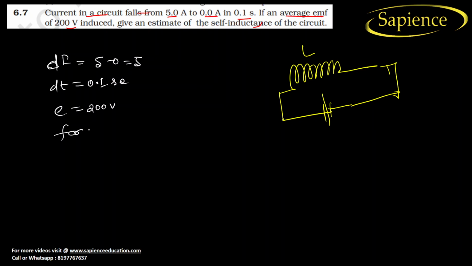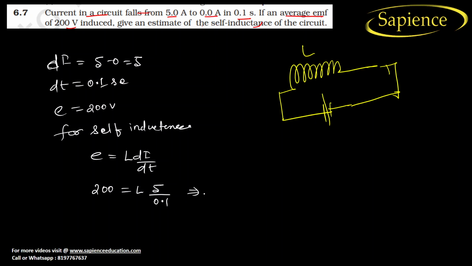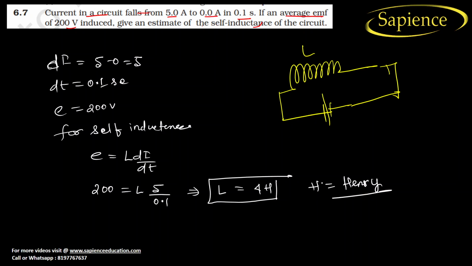Now they are asking about self inductance. So for self inductance, which formula are we using? For self inductance we use E is equal to L di by dt. Now EMF they have provided is 200, L we don't know, di is 5, dt is 0.1. By using this we will get L is equal to 4 Henry. I hope you have understood. H stands for Henry, right? Henry is the standard unit of inductance. I hope you have understood this one.